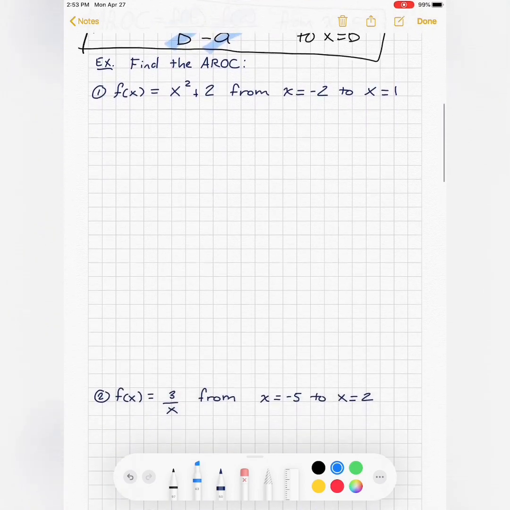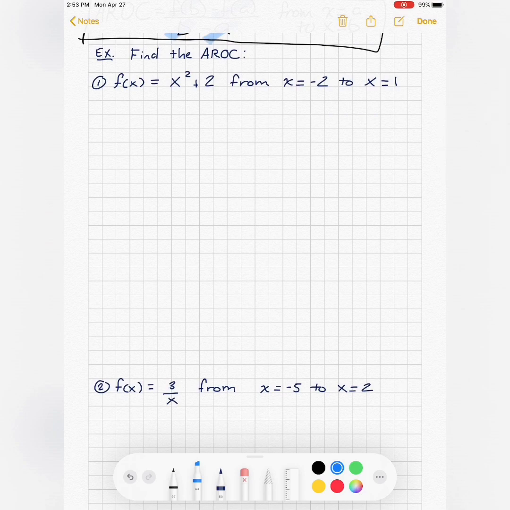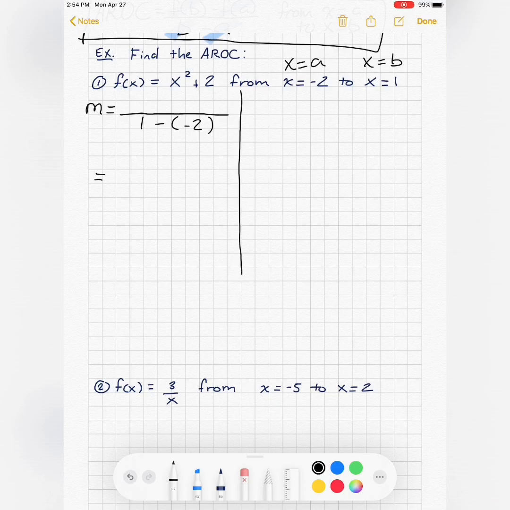So let's look at a couple of examples. So here I have example number 1. Find the average rate of change of the function f of x is x squared plus 2 from x equals negative 2 to x equals 1. So all I'm doing is I'm setting up the slope formula. So look, here's a, here's b. So what I would do first is I would actually go ahead and calculate the y values so I can fill in these coordinate pairs.